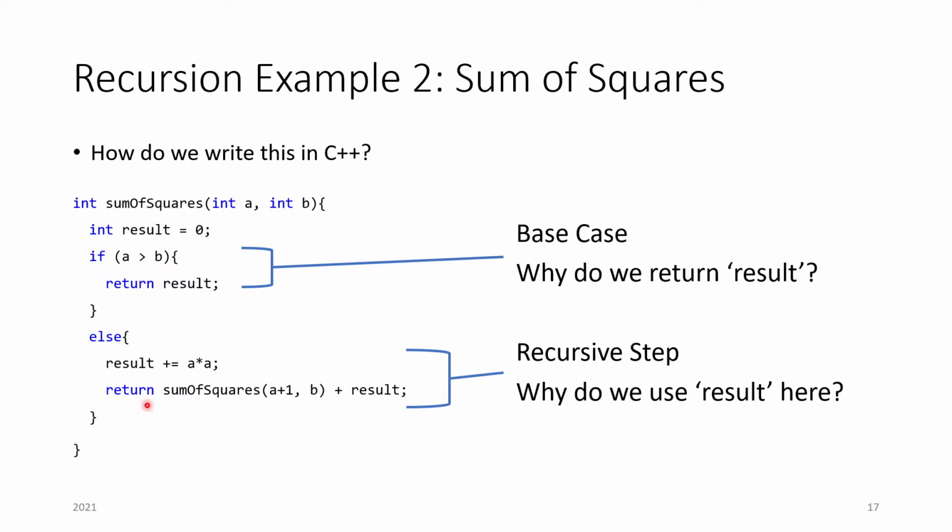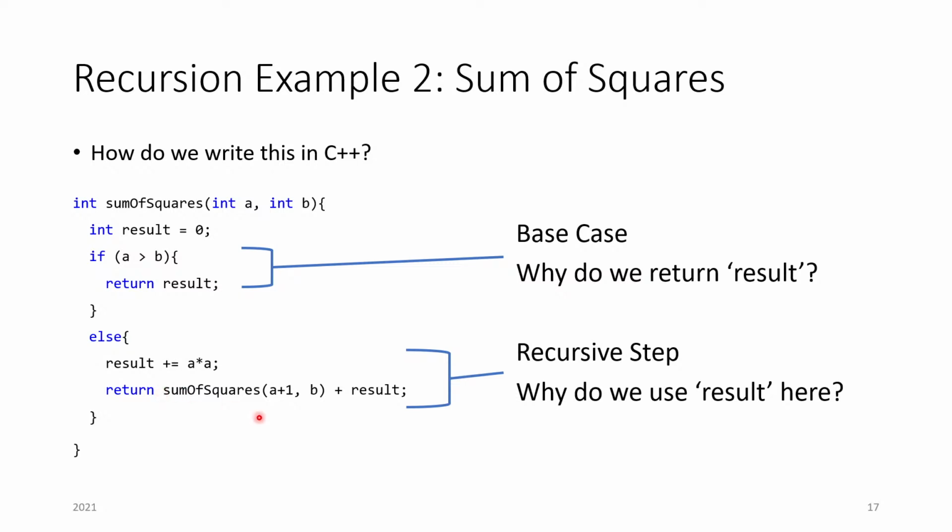Our recursive step here is that we need to make sure that we square the value of a, a by a, and we put this into our temporary variable, which is going to be result. We have plus equal here. The reason why we have plus equal is that we need to keep on adding this result and storing it for each recursive step.